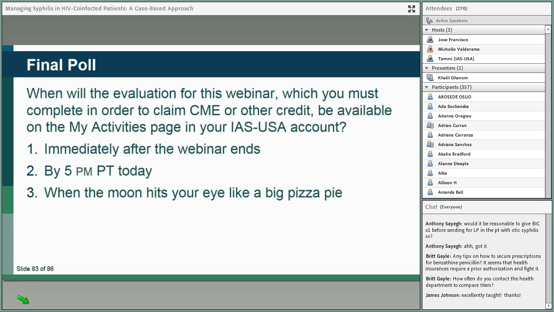Ladies and gentlemen, please call the emergency room when you're sending somebody over and say, listen, my friend, I'm sending somebody that I suspect has otic syphilis. They need to be admitted to get a PICC line and get IV penicillin. The LP is not necessary because they only have otic signs and symptoms, and the LP will be negative in up to 90% of these patients.